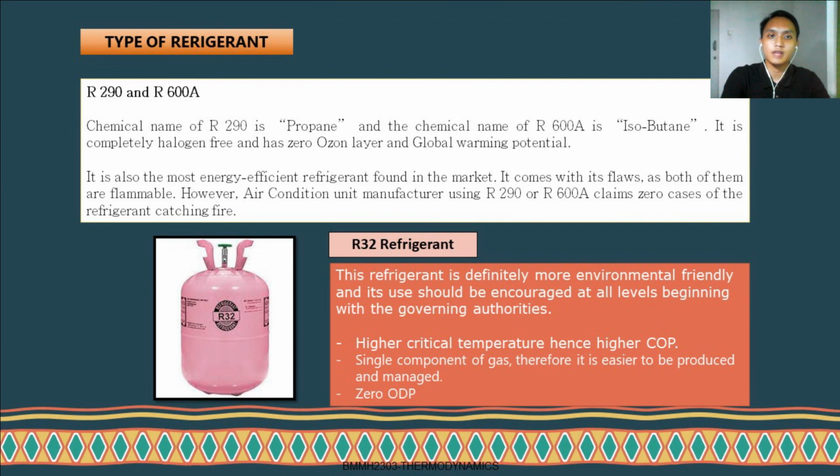Refrigerant also has types, the most used being R290, which is called propane, and R600A, which is called isobutane. It's the most energy efficient refrigerant found in the market, and it claims zero cases of the refrigerant catching fire. But the most popular used in Malaysia is R32 refrigerant. This refrigerant is definitely more environmentally friendly, and its use should be encouraged at all levels, beginning with governing authorities.